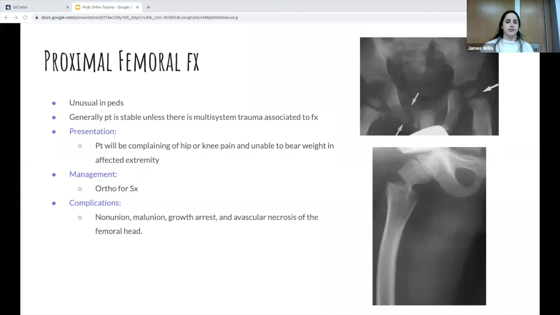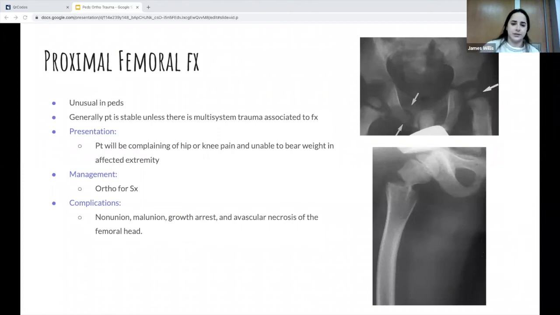This is super unusual in pediatric patients. Generally, the patient is going to be stable unless there is multi-system trauma associated with it. The patient will be complaining of hip pain or knee pain. They might be unable to bear weight, and they all need ortho, and they have multiple complications, right? It can be non-union, growth arrest, and avascular necrosis of the femoral head.